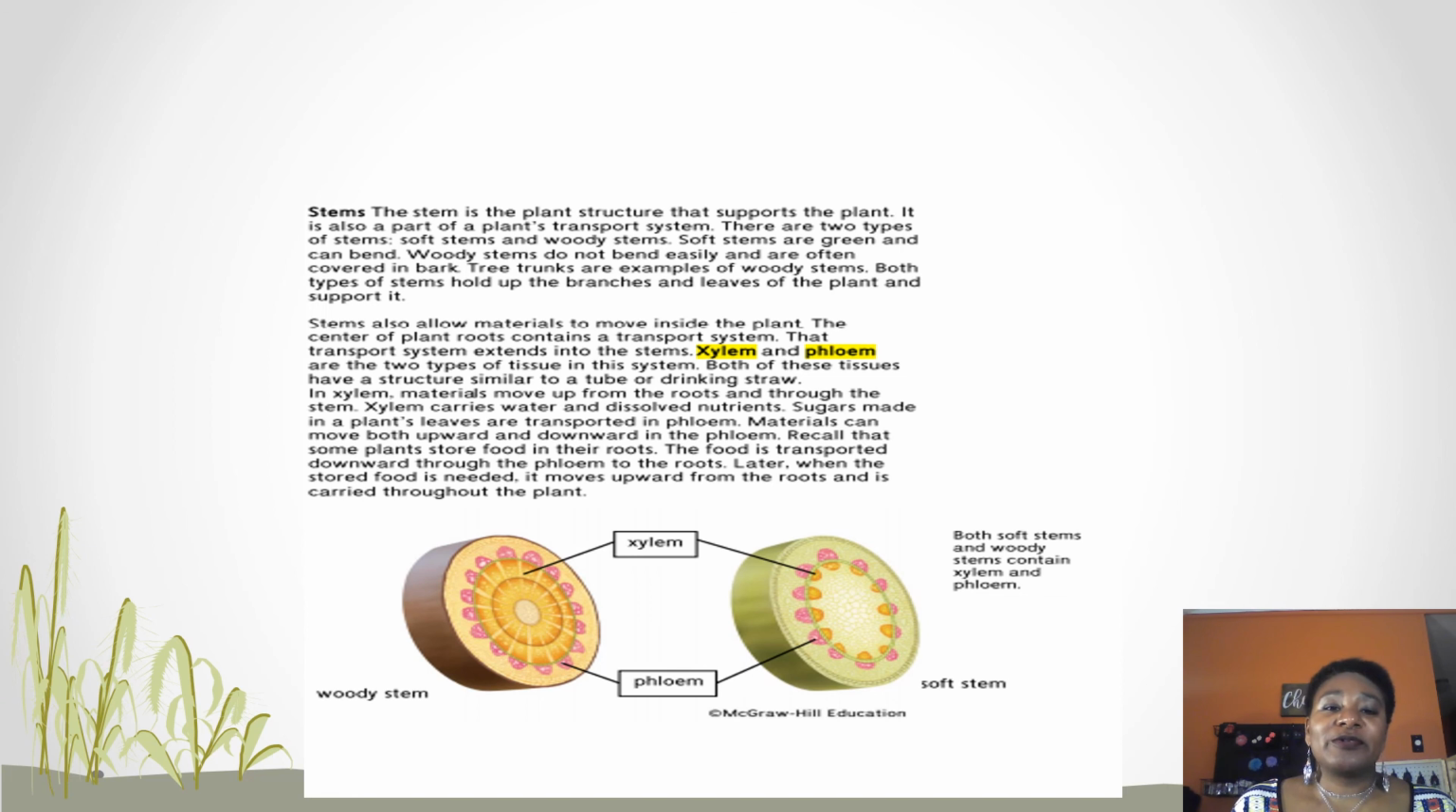Let's continue with the article. Stems. The stem is the plant structure that supports the plant. It is also a part of the plant's transport system.